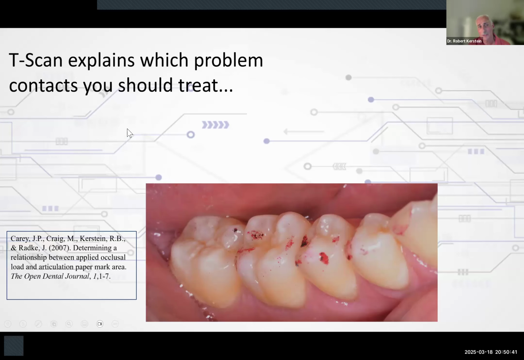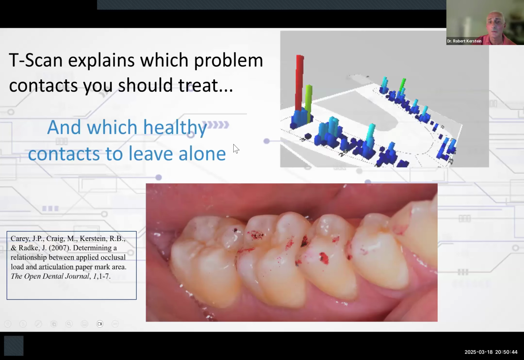So in simple terms, what T-Scan does is explain to you which contacts you should treat and which ones you should leave alone. For example, in this case, if I want to balance this patient's bite, I have to adjust this place and maybe this place, and the rest of it I can leave alone because it all matches up. That green matches that green, all these light blues match up, right? So I'd only be adjusting here and here. Now, would you know that if you didn't have the T-Scan data, right? That's the real question to ask yourself. Would I have chosen those 2 places, right?